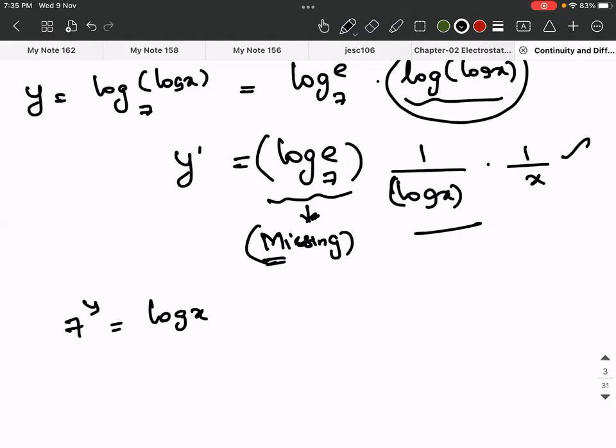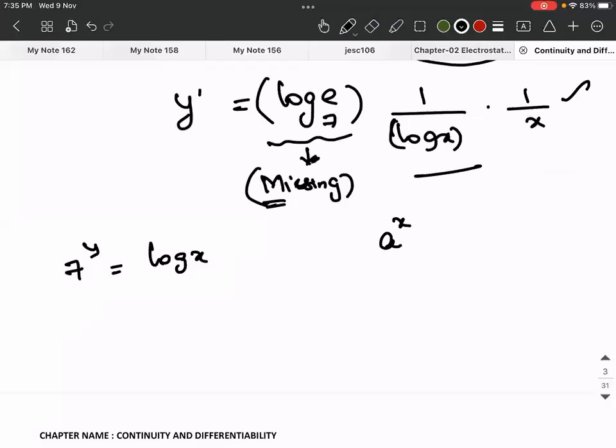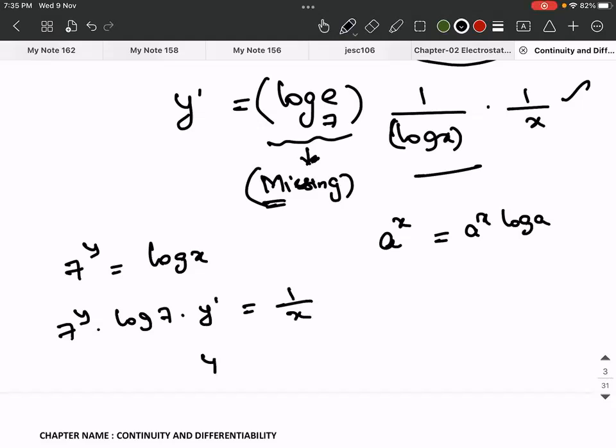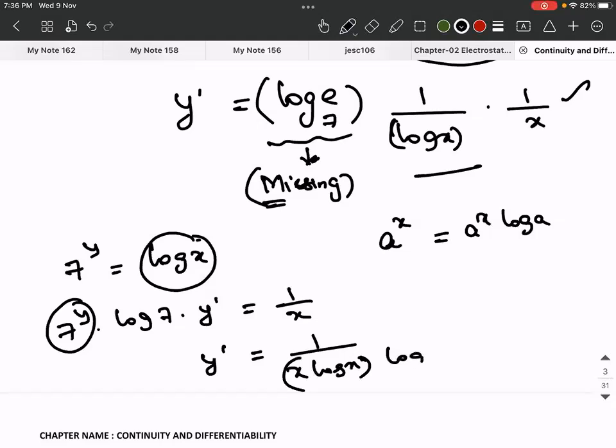Yes, sir. Fine. Then you would have done derivative of a power x is a power x log a. Is this what you did? Yes, sir. So 7 power y into log 7 into y dash is equal to derivative of log x, which is 1 by x. So y dash is 1 by x into, instead of 7 power y, I'll write log x, into log 7. Then the answer. Yes, sir. Both are right, because logarithms and exponentials are inverse functions of each other. So this is also right. If you're comfortable like this, go with this. Okay, sir.